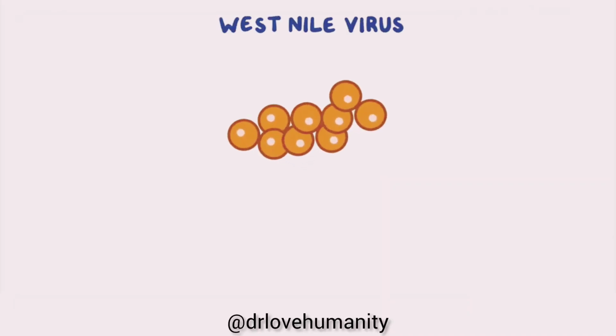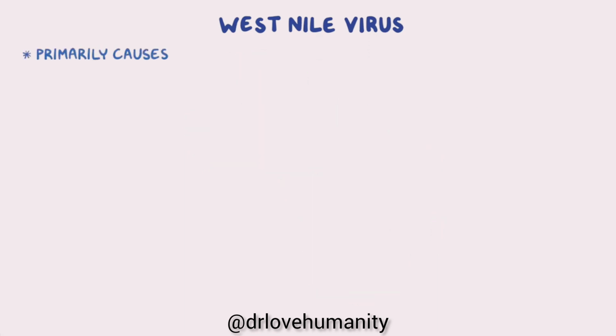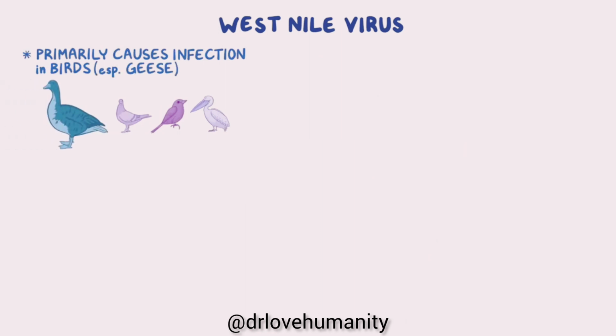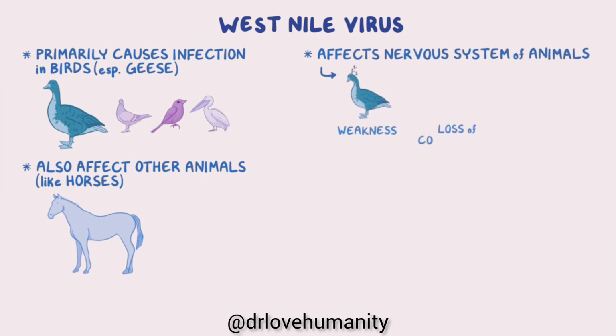The West Nile virus gets its name from where it was discovered, west of the Nile River in Uganda. It primarily causes infection in birds, especially geese and a range of wild birds, although it can also infect other animals like horses. The virus affects the nervous system of the animals, causing symptoms that range from weakness and loss of coordination to complete paralysis.